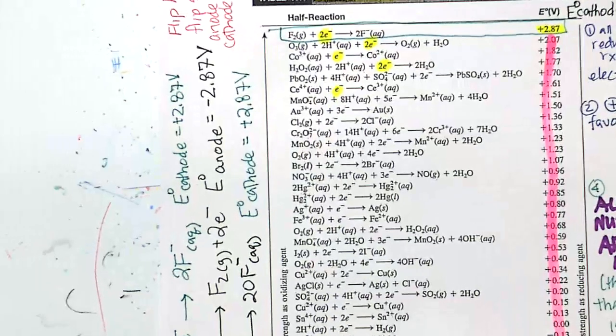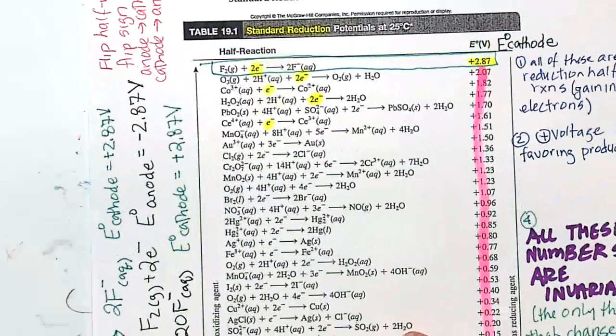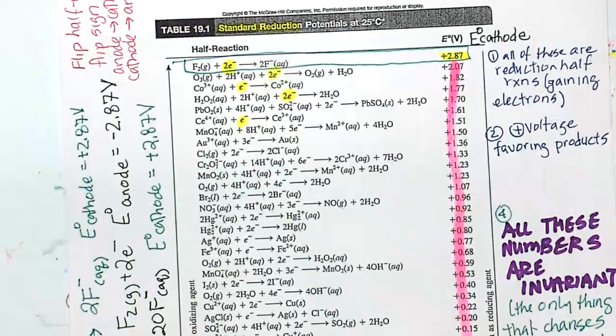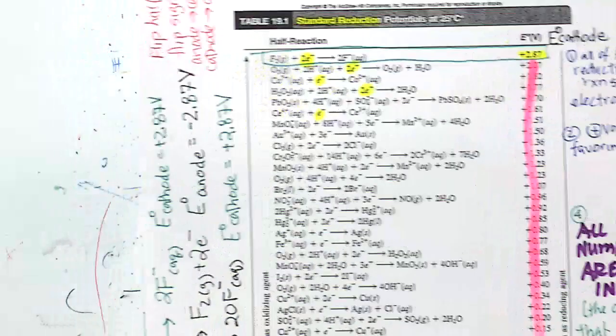Now, what do we want if we want a battery? We want our E cathode and our E anode. When we join them together, do we want a positive voltage or a negative voltage? If we want a battery, we want a positive voltage. How will we get a positive voltage here? So this is what you do.